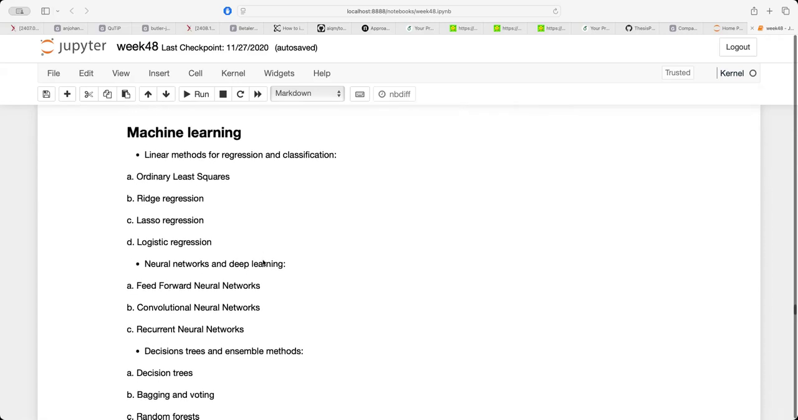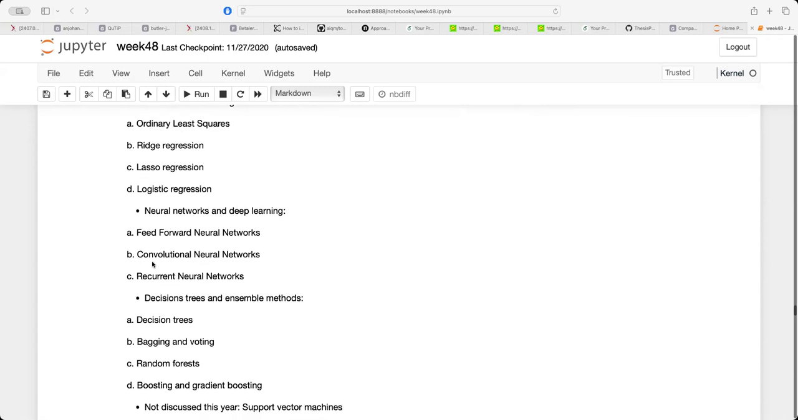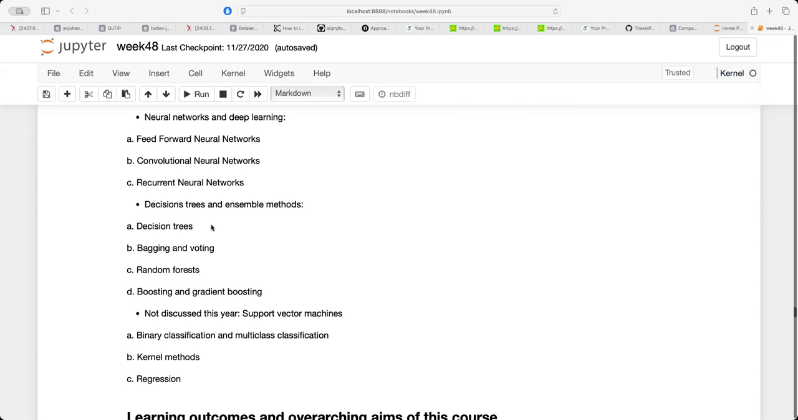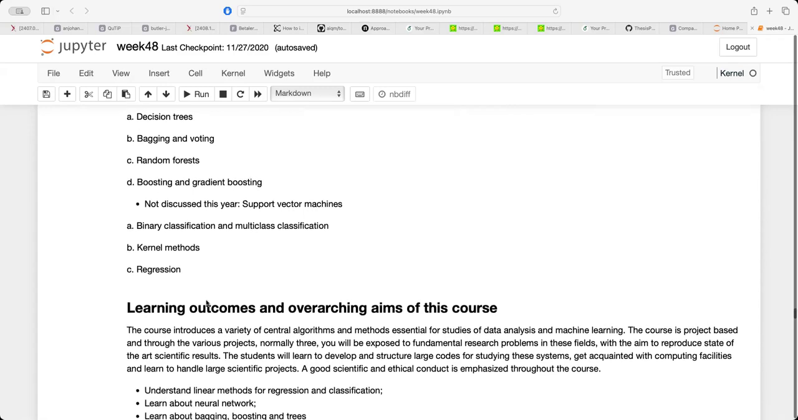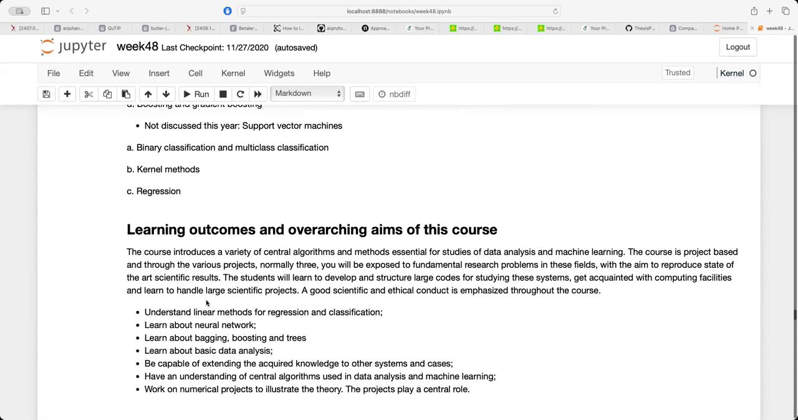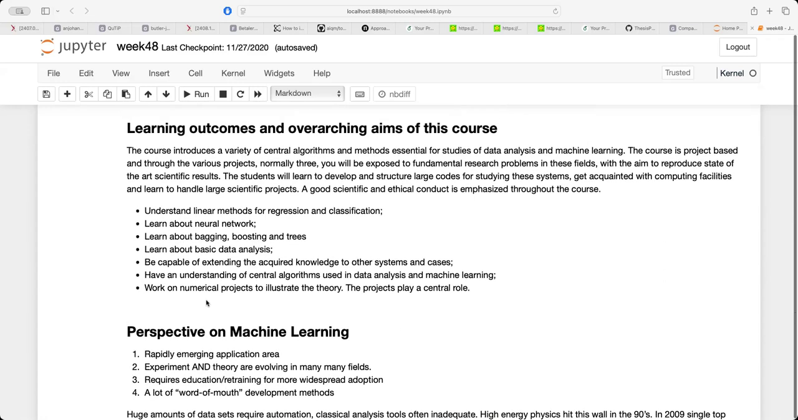When it comes to machine learning methods, these are the methods which we have looked at. We have looked at neural networks, feed-forward neural networks, convolutional ones, recurrent, decision trees, and we have looked at ensemble methods like bagging and voting, random forest, and boosting and gradient boosting. And this year we have not looked at the support vector machines, and we have not looked at the kernel methods, but we have actually looked at the regression methods.